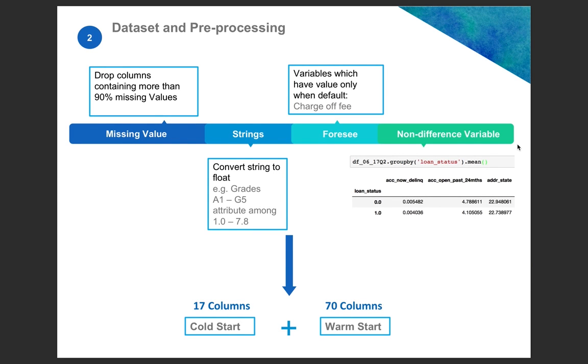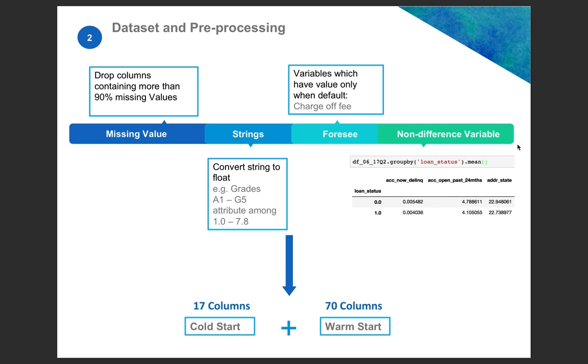For the data processing part, the very first step is to drop columns that contain more than 90% missing values. And we convert strings to floats. For example, we convert grades to numbers. We also remove the variables that cannot be known ahead of time, and we drop the variables that give a strong indication of the outcome. And we drop the non-difference variables because they could significantly influence our final result.